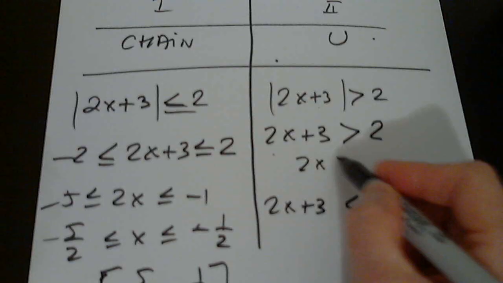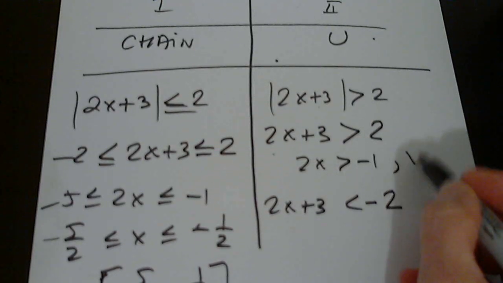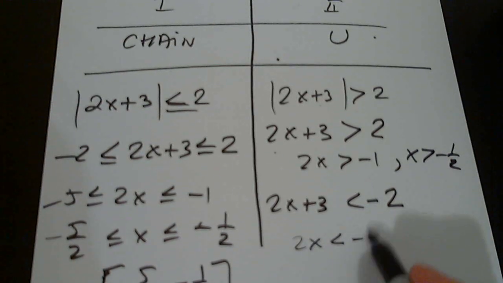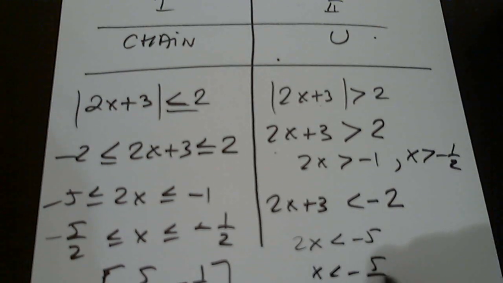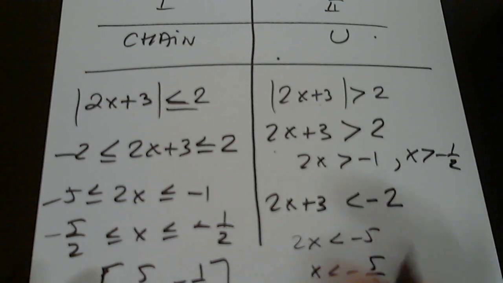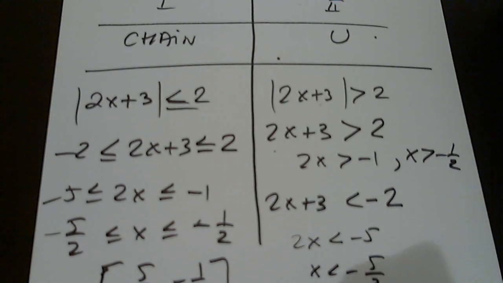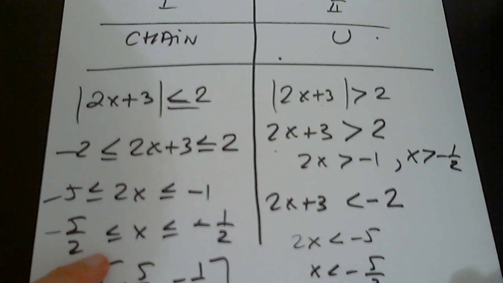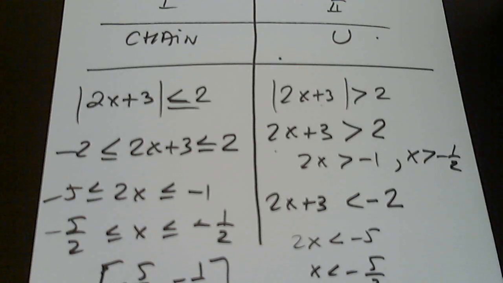So here I have 2x greater than negative 1 and x greater than negative 1/2. And here I have 2x less than negative 5, x less than negative 5/2. It's the same thing, but the sides with the union. This one first, negative infinity to negative 5/2. And then this one, union, negative 1/2 to infinity. See the difference? This one is inside, that is not here. And this one is the outside.